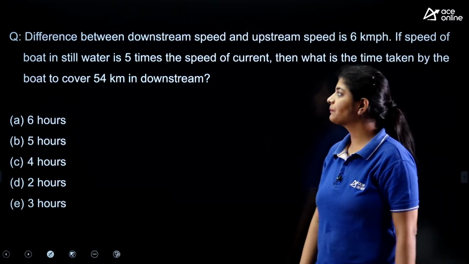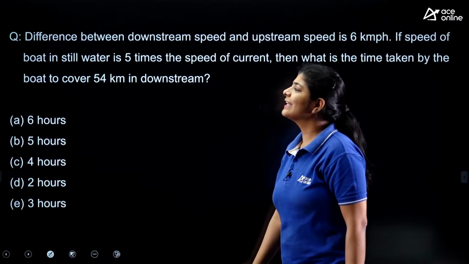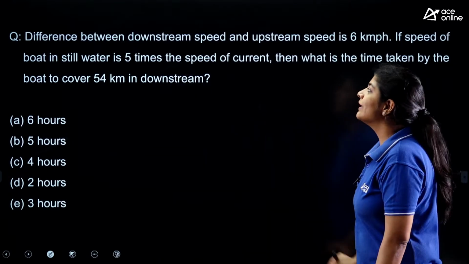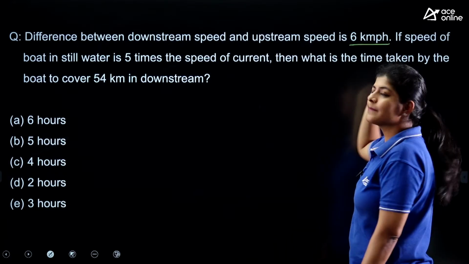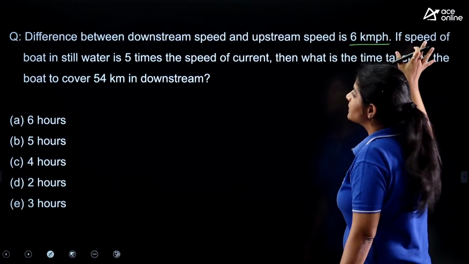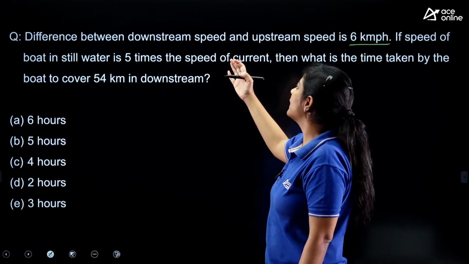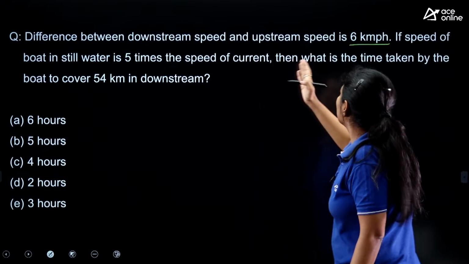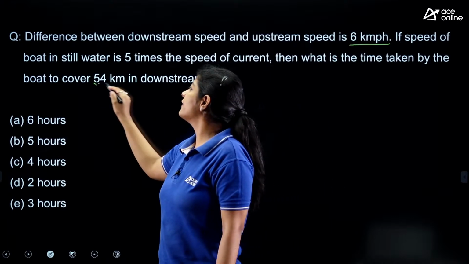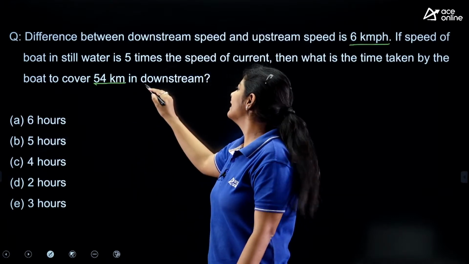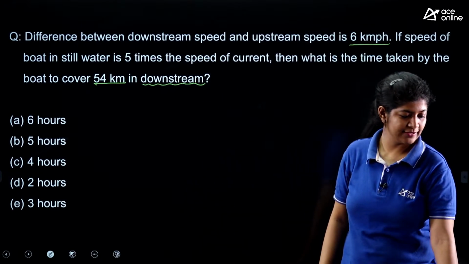Right? Next. Again, this one is a very easy one. The question is saying that the difference between downstream speed and upstream speed is 6 kilometers per hour. If the speed of the boat in still water is 5 times the speed of the current, then what is the time taken by the boat to cover 54 kilometers downstream? Again, it's a very easy one.